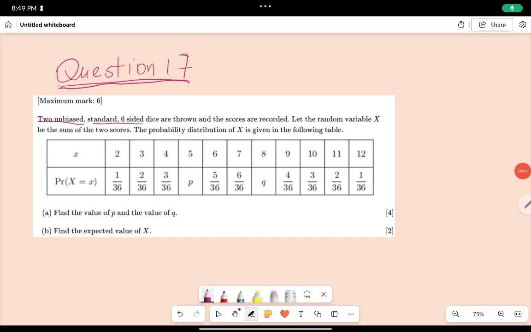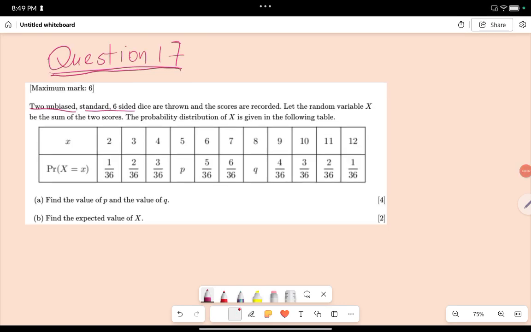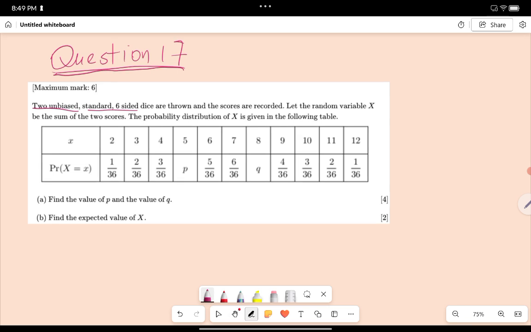Hi everyone. So this is question 17 of the revision questions, that document with 20 questions in total. And what is this question about? Let's read together. Two unbiased standard sided dice are thrown and the scores are recorded.